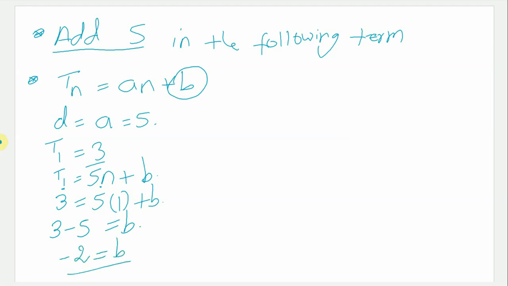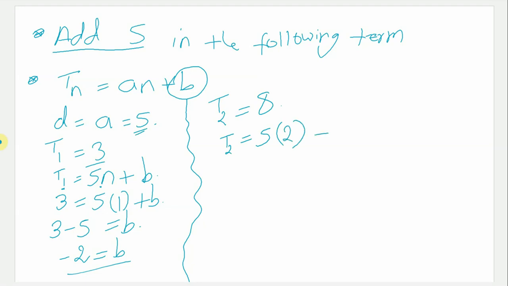Let me do the same thing for the second term, T2. T2 is 8, right? And then we know that T2 is equal to our general term, with our constant difference, which is 5 multiplied by 2 plus B. Then T2 is 8. Remember that is equal to 5 multiplied by 2, which is 10, plus B.